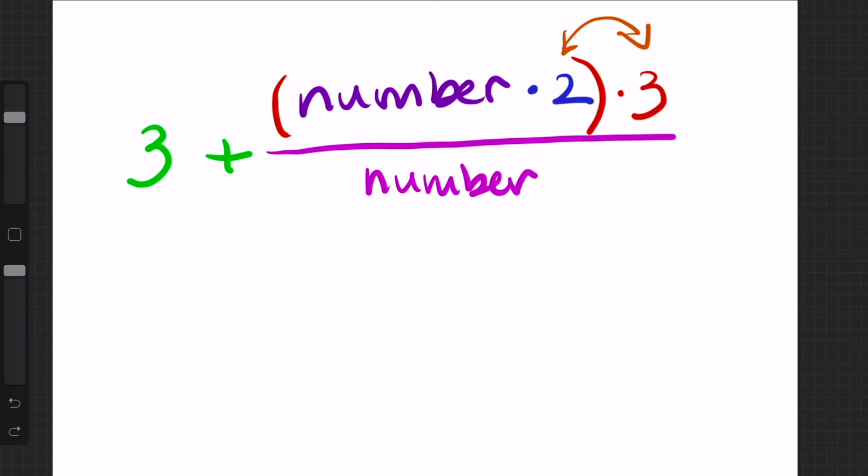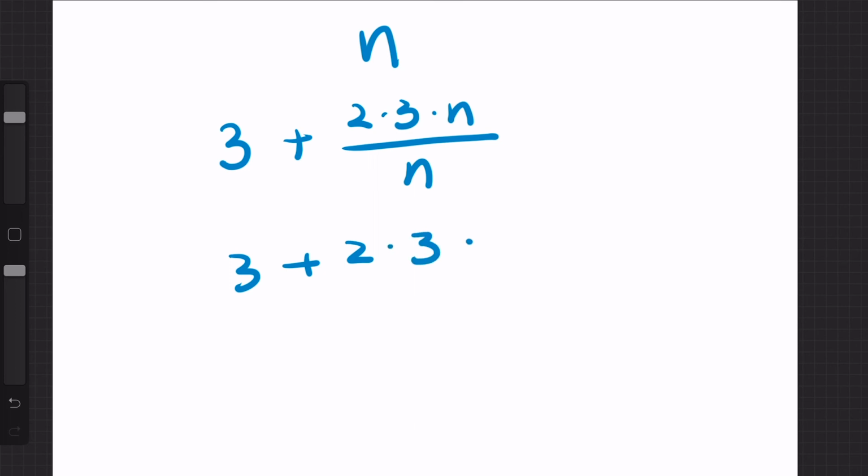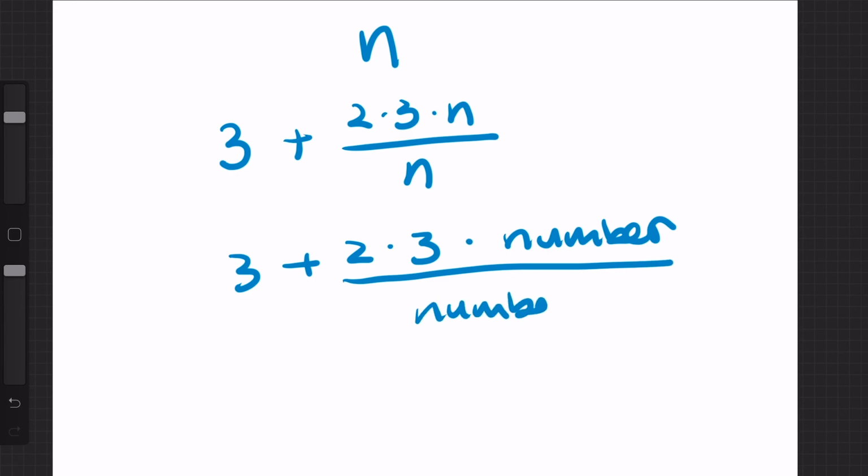We can actually simplify this expression even further. In algebra, we're usually pretty lazy and we don't really want to write out number over and over again. So we'll usually use singular letters as our variables. For example, if we used n instead of number, we would end up with 3 plus 2 times 3 times n over n, in contrast to before when we had 3 plus 2 times 3 times number, which is pretty tedious to write out over and over again, like I'm doing here. You could definitely use shapes like stars or entire words like number, but mathematicians, for the most part, love to use just single letters to represent their variables.